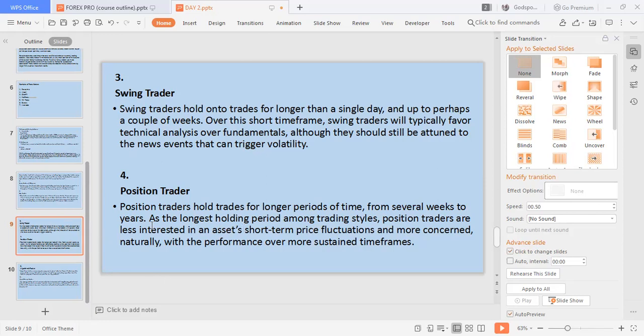Position traders are traders that hold trades for a very long period of time. They like to hold their trades for weeks and even years.